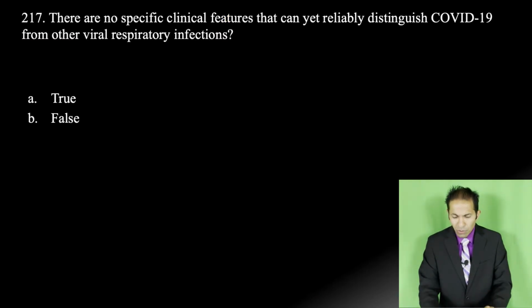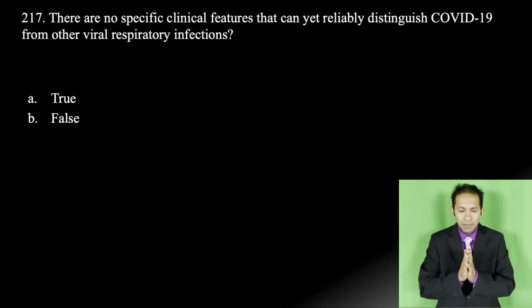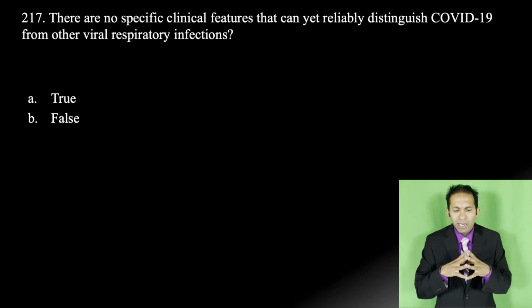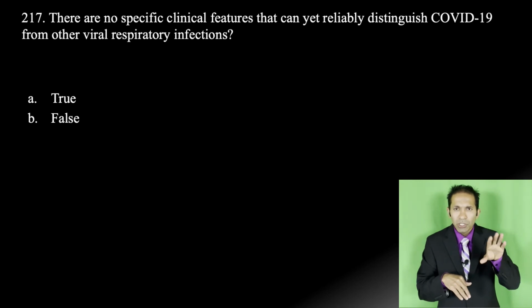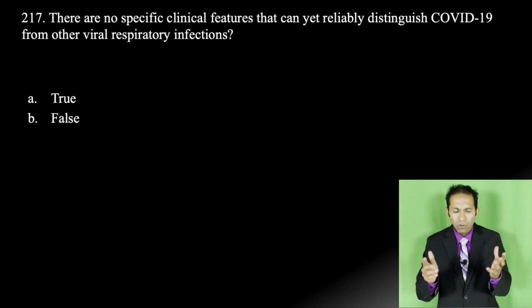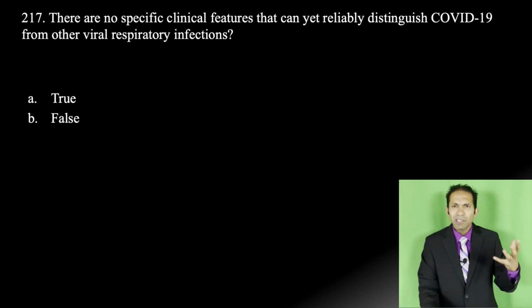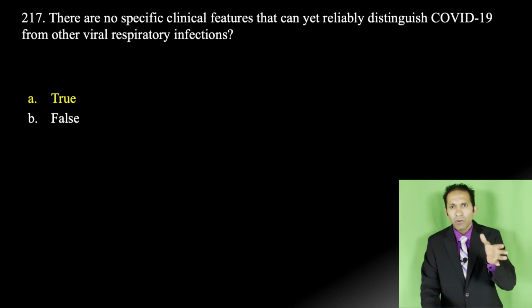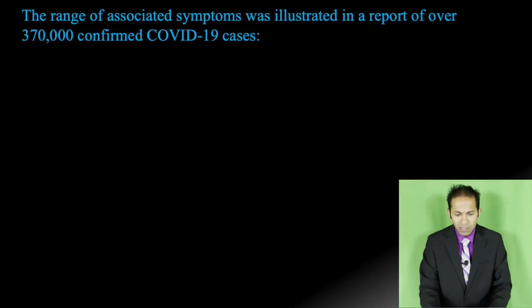So let's go to the next slide and talk about question number 217. There are no specific clinical features that can distinguish COVID-19 from other viral respiratory infections. Is that true or false? This statement is partially true. It's very hard to distinguish COVID-19 infection from flu or other viral infections. So let's talk about this question. Let's go to the next slide.